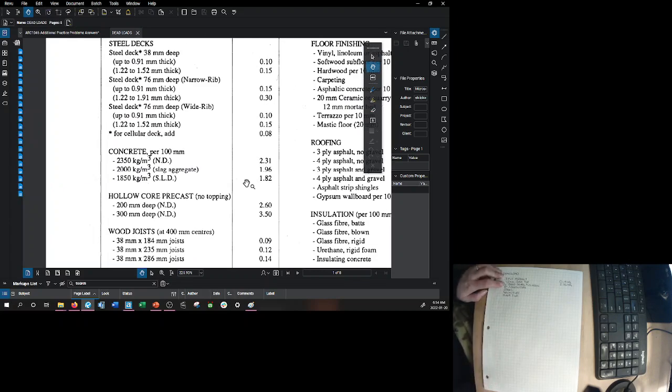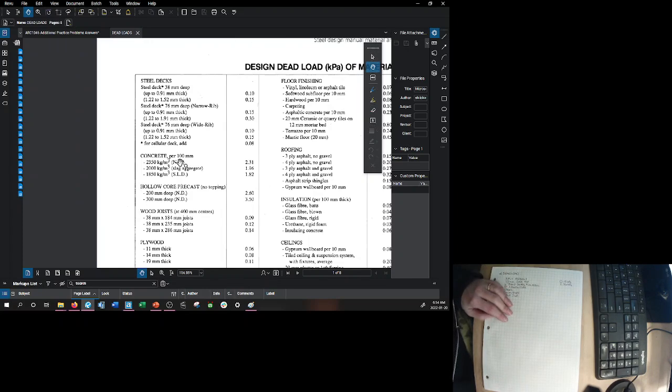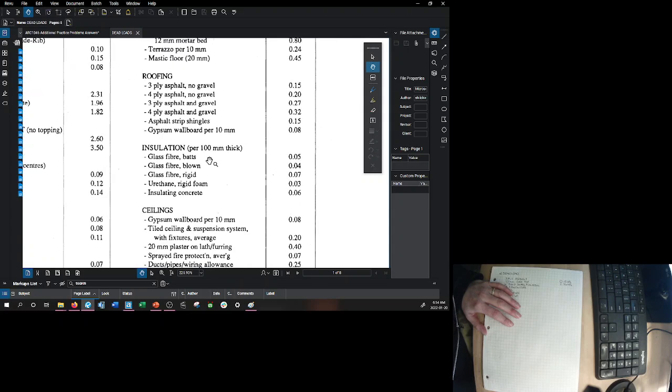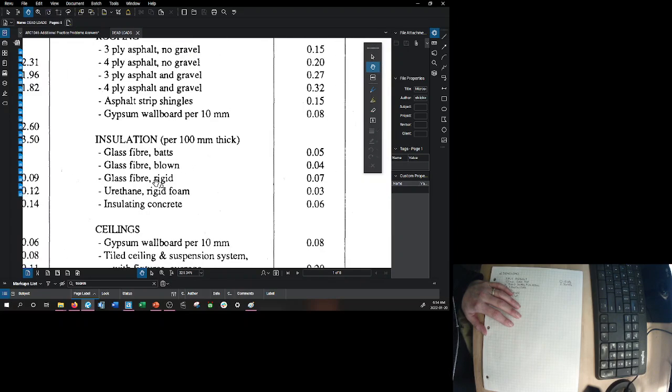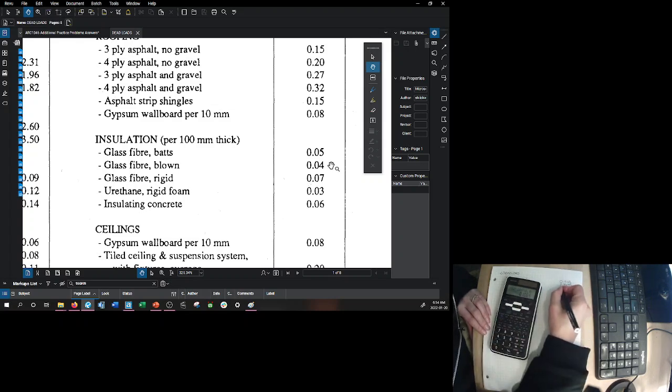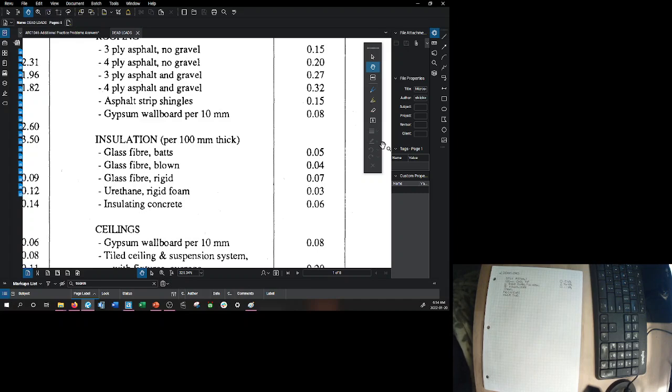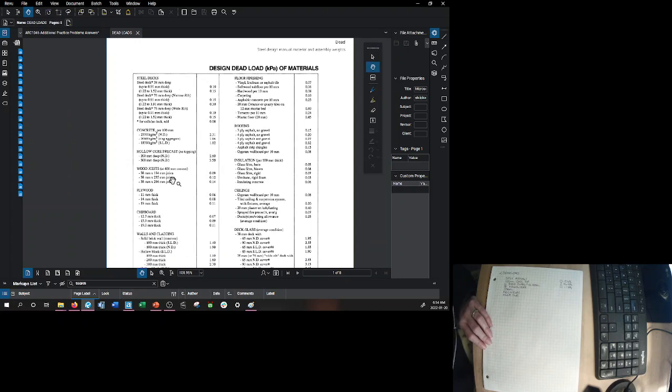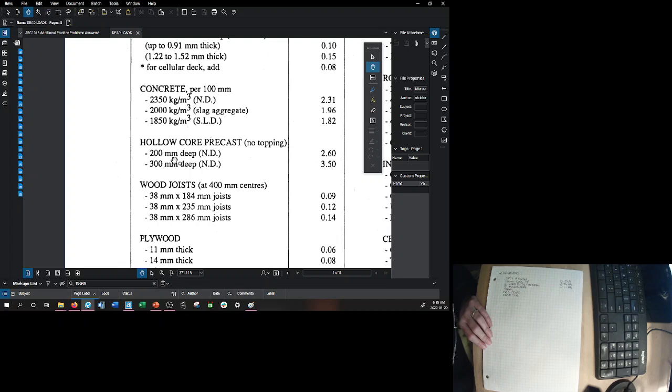The next thing they said was 6 inches of rigid glass fiber insulation. All right, insulation, here we are. Per 100 millimeters thick, we have 6 inches, and it was glass fiber rigid. So every 100 millimeters is 0.07. 6 inches is 152 millimeters, divided by 100 times 0.07. We're going to get 0.11 kPa of glass fiber rigid insulation. The next thing is 8-inch hollow core precast panels. Well, they have hollow core precast here.